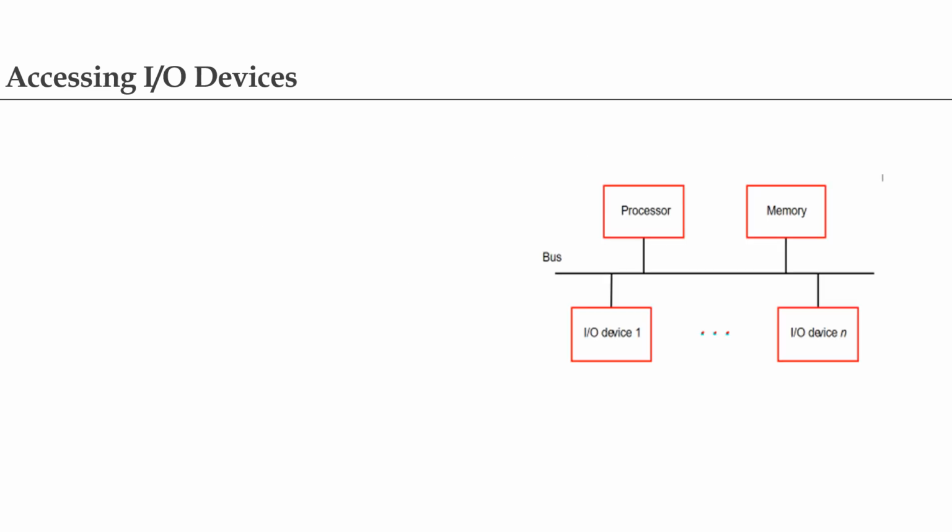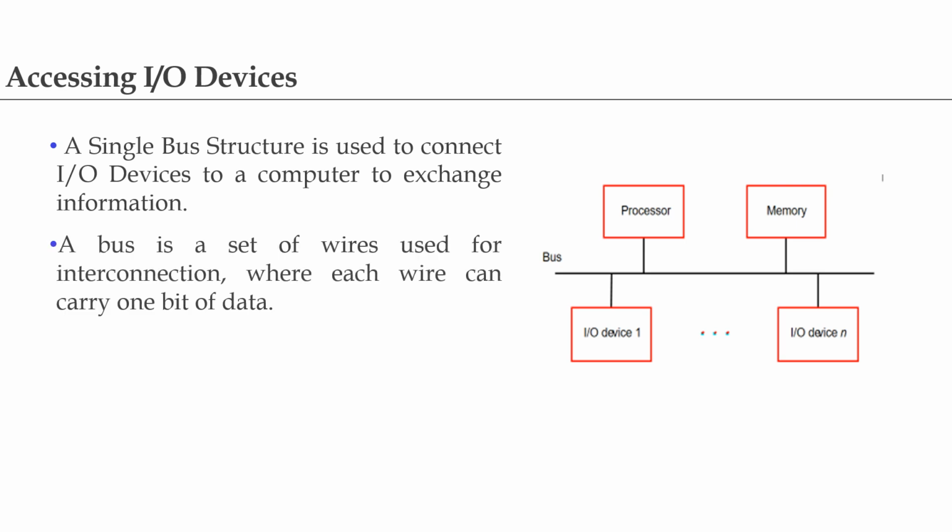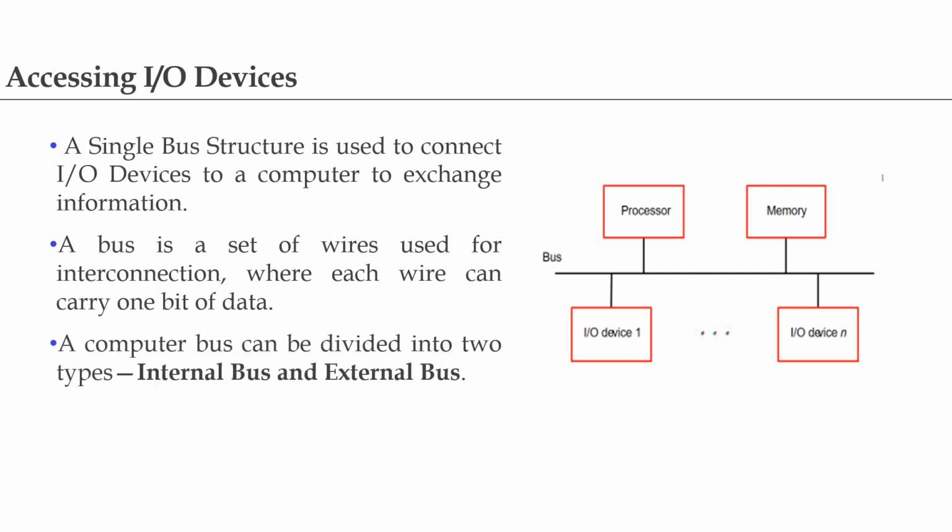A bus is essentially a set of wires that enables interconnection, where each wire can carry one bit of data at a time. It serves as the primary communication pathway through which data, instructions, and control signals travel between components. Buses can be classified into two main types. The internal bus, also known as the system bus, connects the CPU, memory, and internal components. The external bus connects the computer to external peripherals such as printers, external storage devices, or network interfaces.